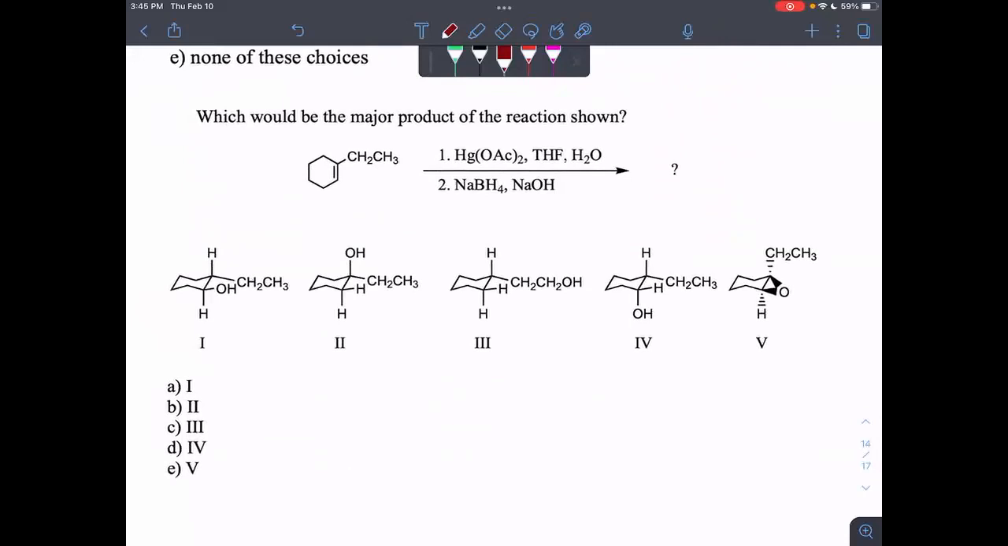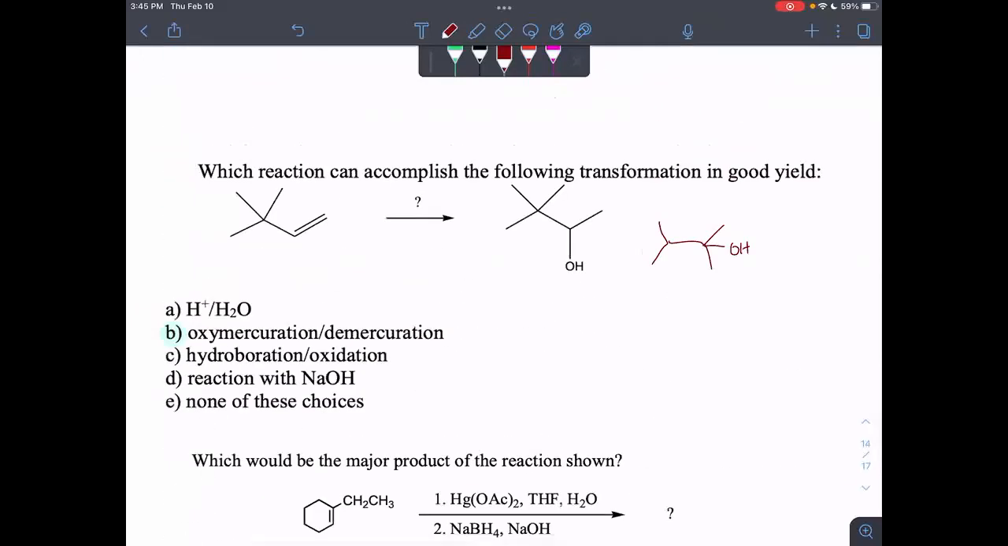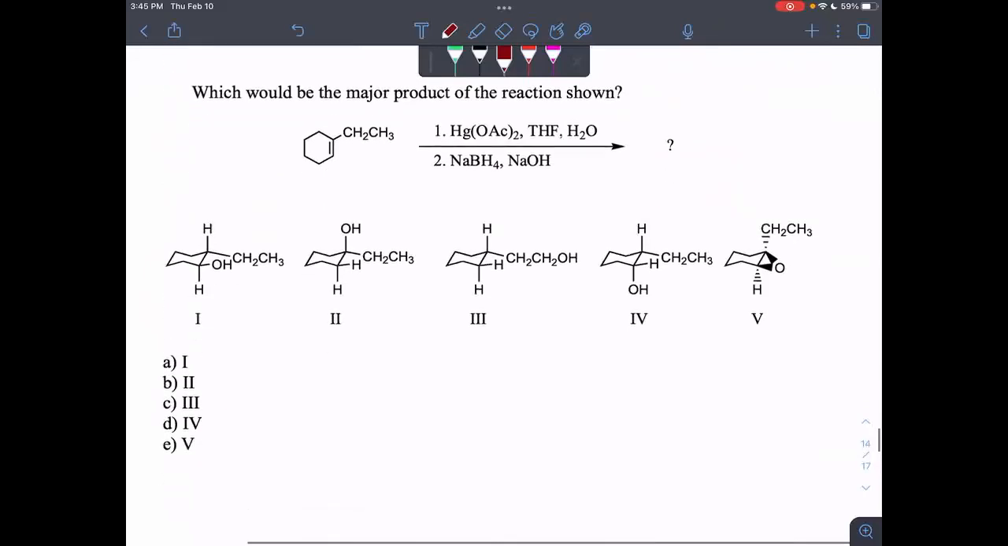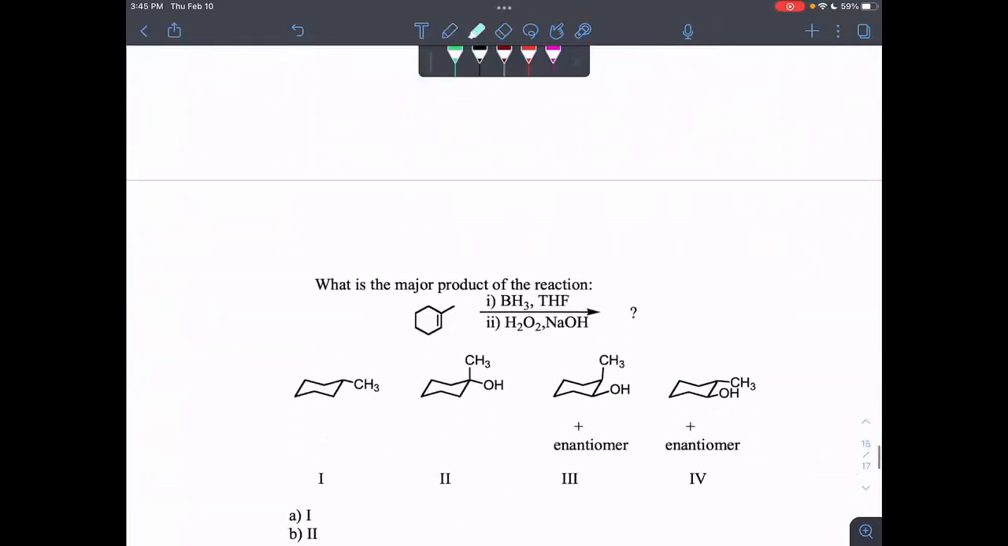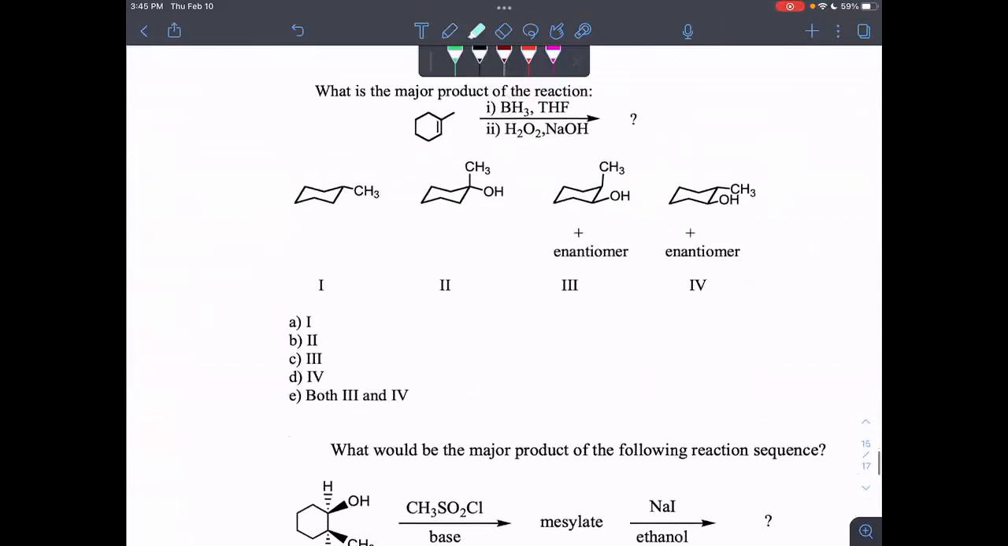What was the revision for H2? Okay, so we have oxymercuration, demercuration. It's Markovnikov, so what do we look for? Most substituted gets the OH. Yes, and that's the answer choice. Why are there so many alcohol synthesis questions? I'm gonna skip this. I think we just did this one.